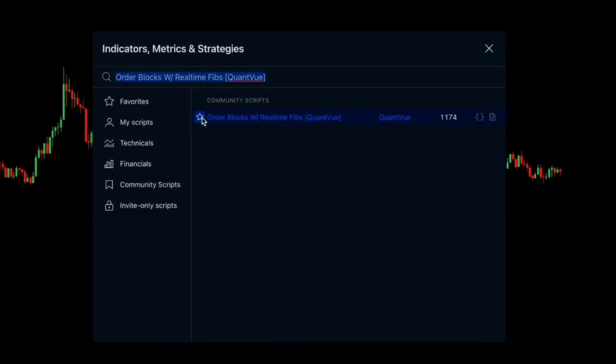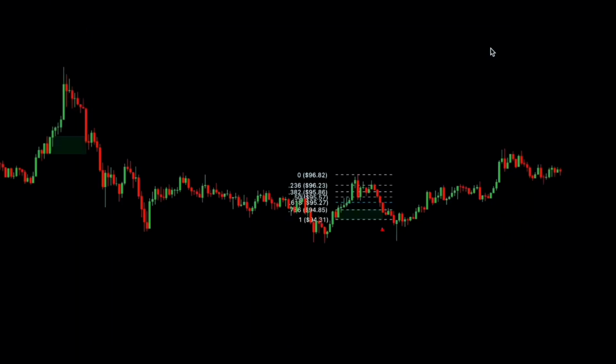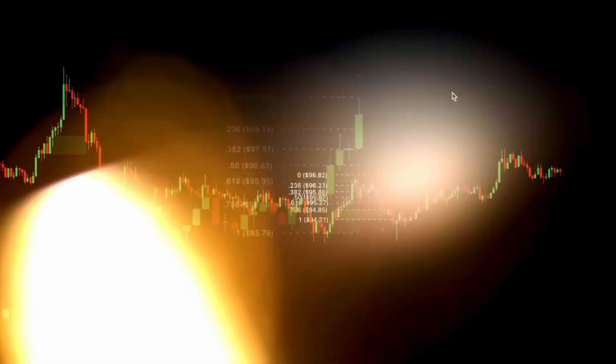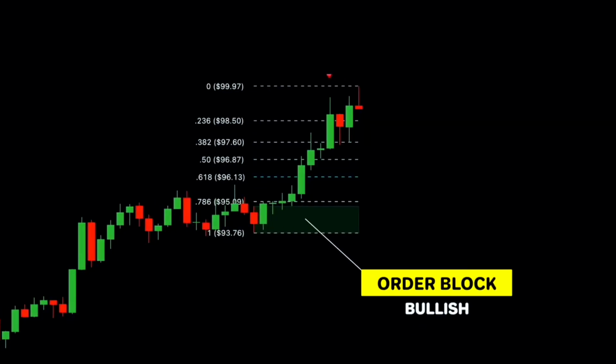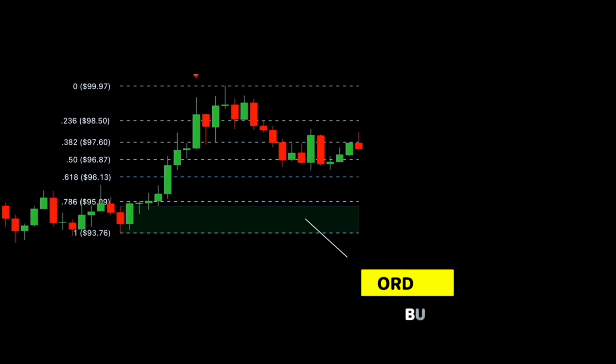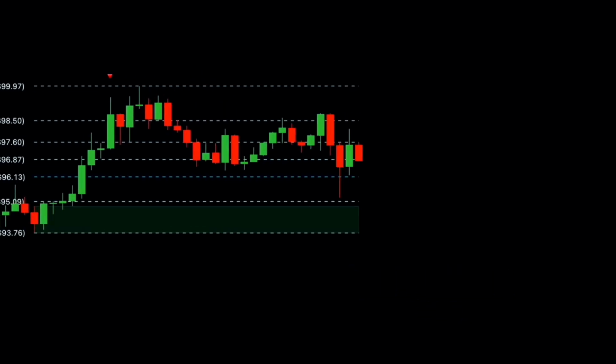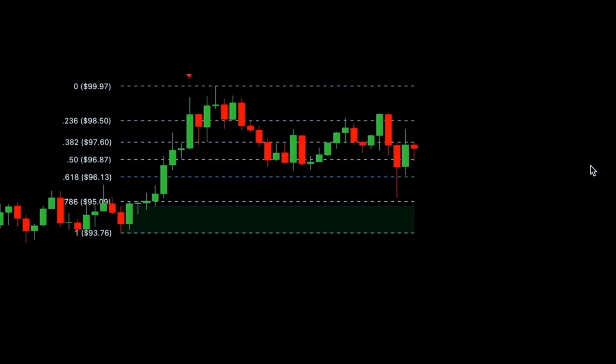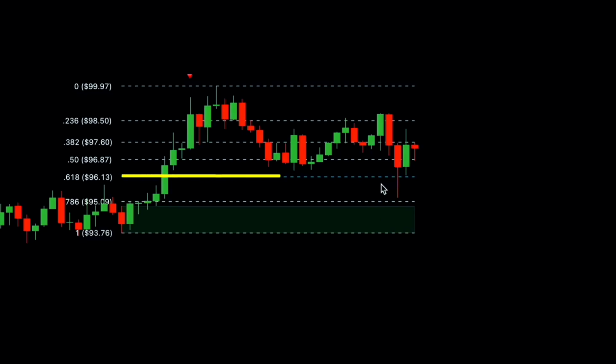At number 6, we have the Order Blocks with Real-Time Fibonacci by QuantView, a next-level tool for traders who rely on smart money concepts and Fibonacci retracement levels. This indicator automatically highlights order blocks, which are price zones where large institutional orders are placed, while also plotting real-time Fibonacci levels.